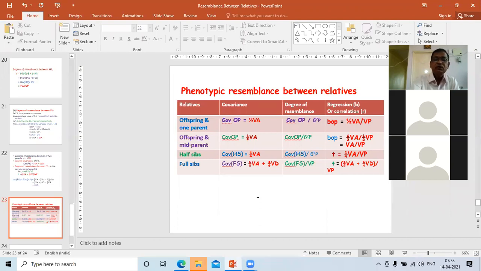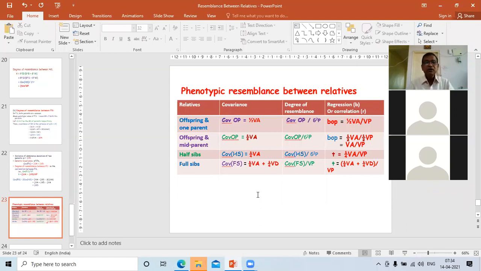Then we can easily estimate the covariance like this, covariance of OP or covariance of XY. It is equal to half VA, and bOP is equal to half VA by VP, and VA by VP is equal to heritability. So if you estimate bOP, that is the regression of offspring on parent, and multiply it by 2, you will get the heritability. Clear? Again, we shall tell you in detail in the next chapter, on estimation of heritability.